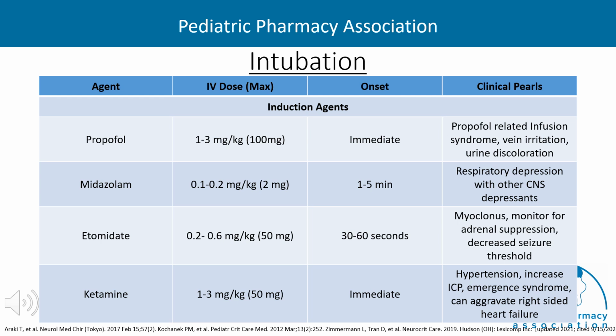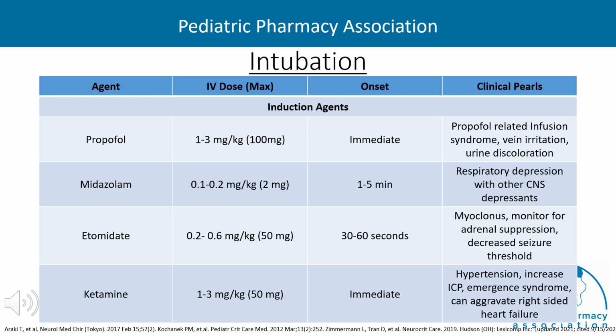Other pre-medications for intubation should provide retrograde amnesia in order to prevent the patient from remembering being intubated. And these agents all have different adverse effects and clinical pearls that should be considered and used to individualize therapy for patients. The first medication is propofol, which has an immediate onset, however can cause propofol-related infusion syndrome, as well as vein irritation and urine discoloration.